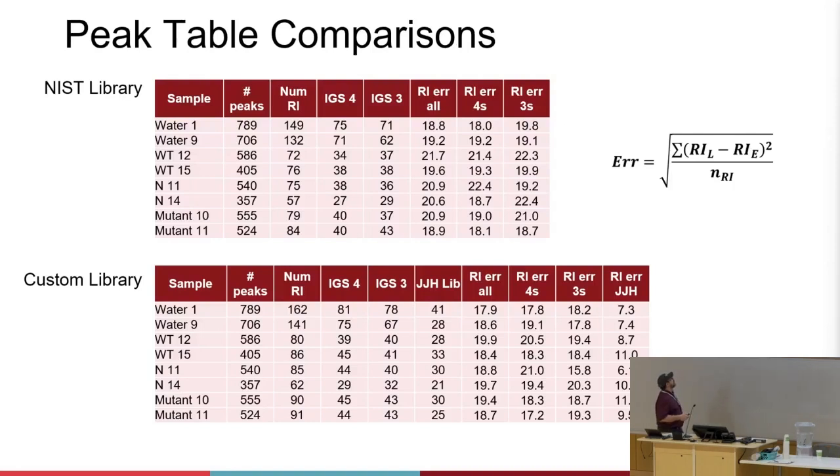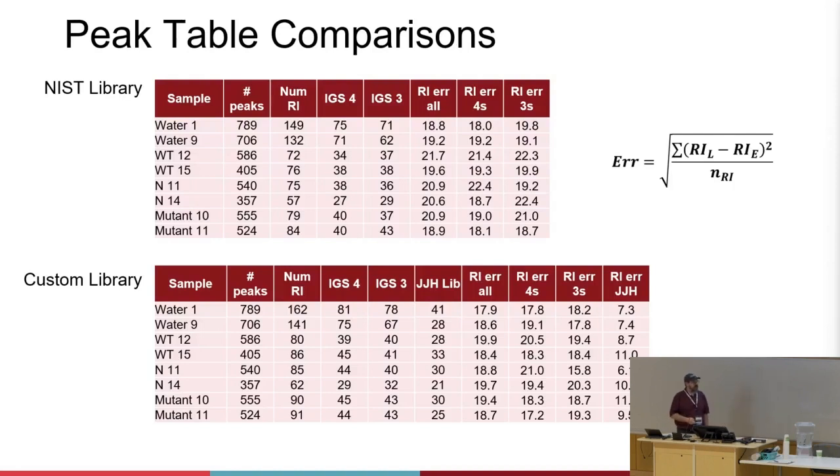retention index units. If I now use my custom library and search that, adding in my custom library, now I have appreciably more compounds with a retention index, more IGS 3 and 4 hits. 41 of these peaks were in my library for this particular sample. And then here are the numbers there. And then these are the retention index errors that we see. And when I start using my own library with retention indices collected on my own system, these errors start going down. But that's not where it gets really cool.